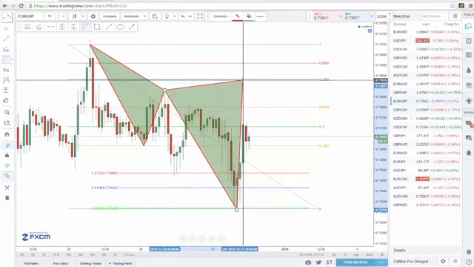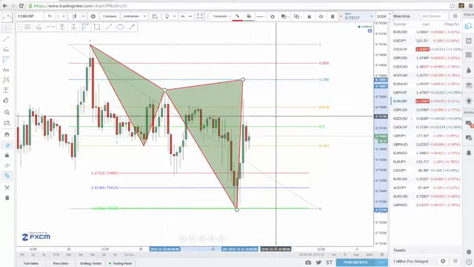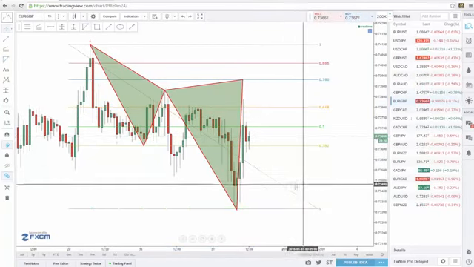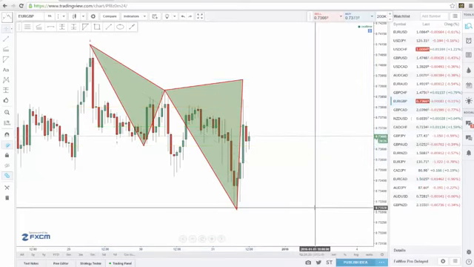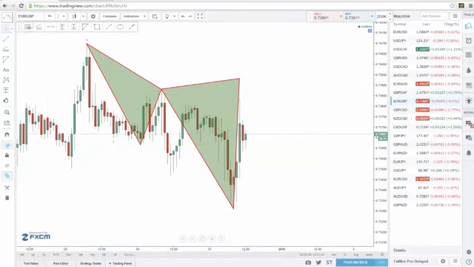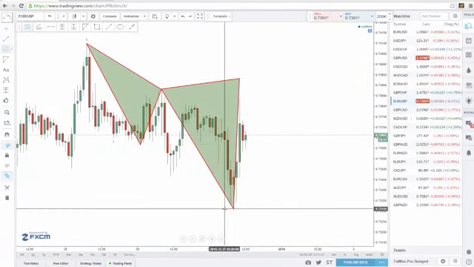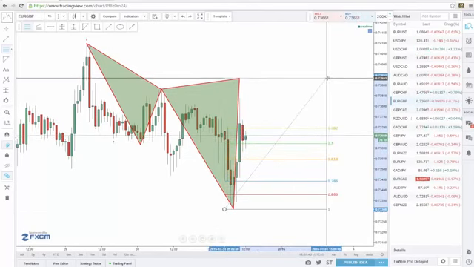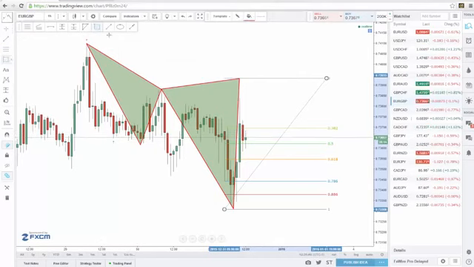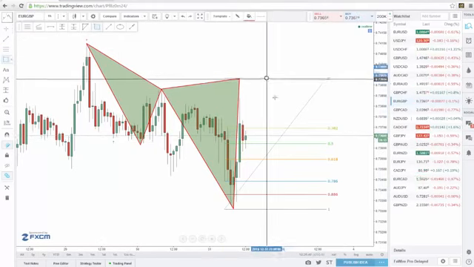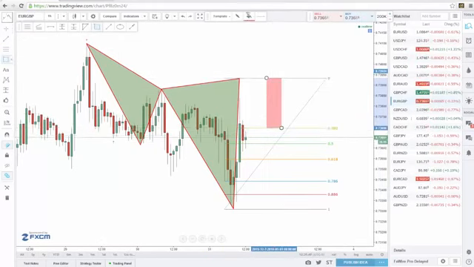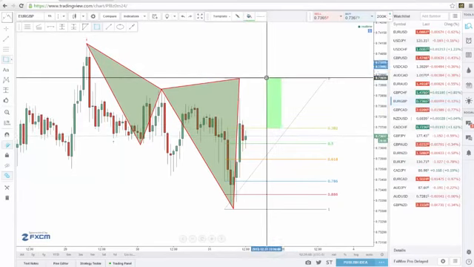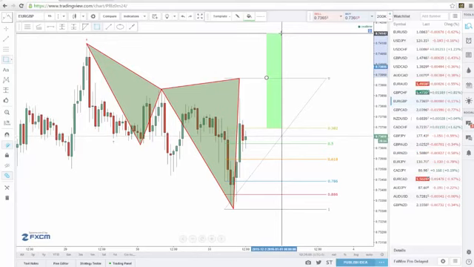Up here, D at our 786 retracement. And targets, as usual, go from C up to D on the cipher pattern. We would be looking for targets down here at 382 and stops right up here above X.